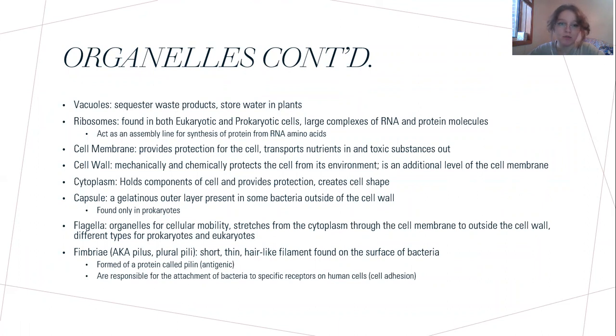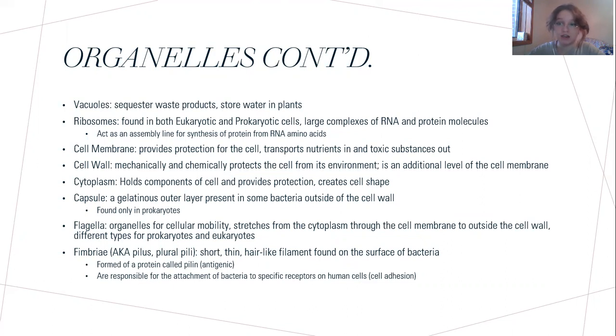Then there's the cell membrane. This provides protection for the cell, as well as transports nutrients into the cell and toxic substances out of the cell. Then we have the cell wall. This is like an addition of the cell membrane. It mechanically and chemically protects the cell from its environment.